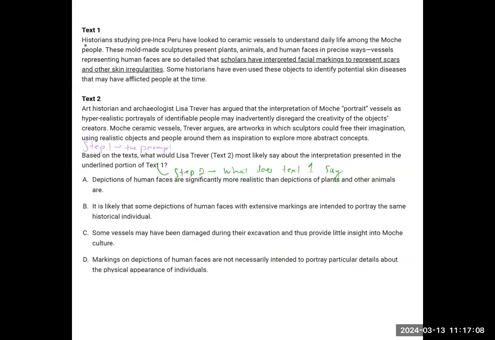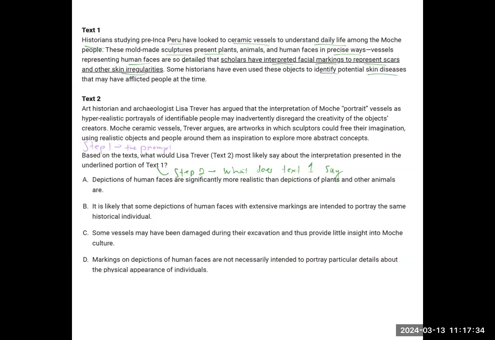So historians that are studying have looked to the ceramic vessels to understand the daily life. These sculptures present everyday things in precise ways. The human faces are so detailed that they've interpreted facial markings to represent the scars and skin irregularities. So they've even used these to identify potential skin diseases.